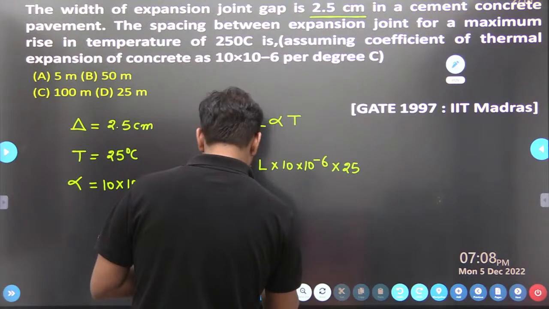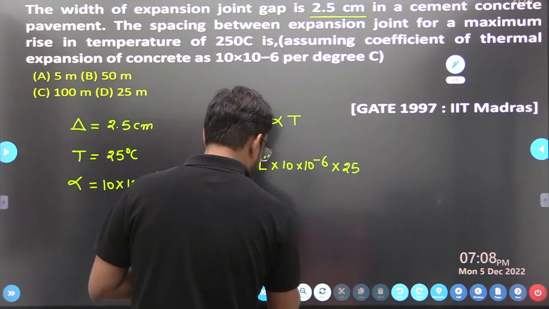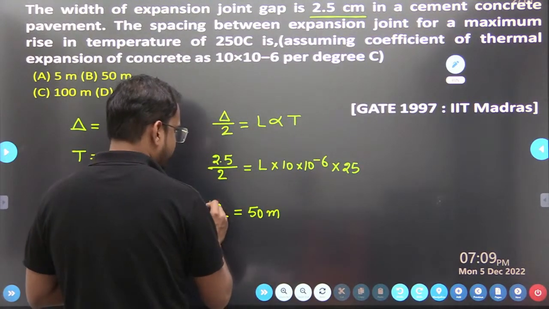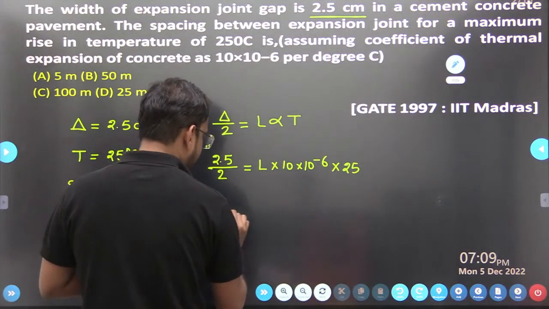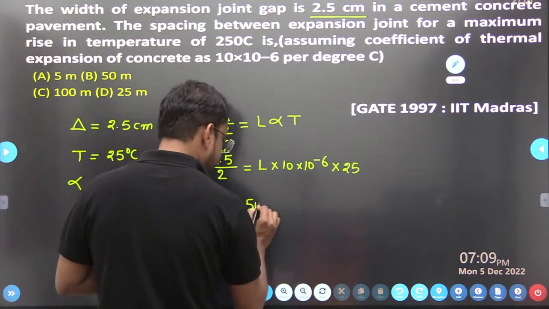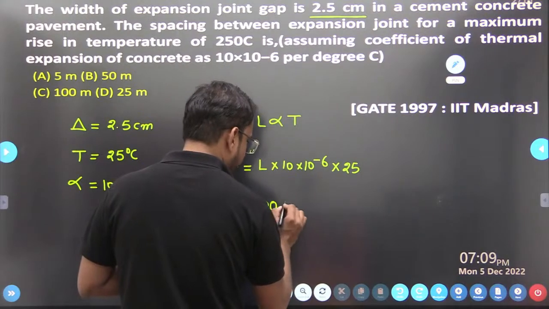you can convert into a meter. So the value becomes equal to 50 meter. So the value becomes equal to how much meter? The value is equal to 50 meter, because the value L is equal to 5000 centimeter. It is the value 5000 centimeter.